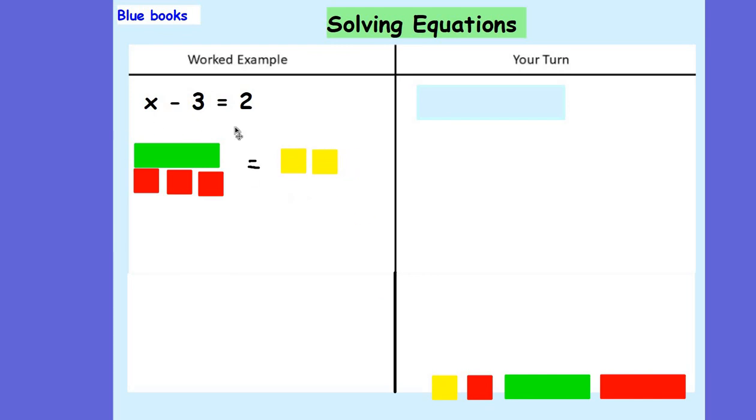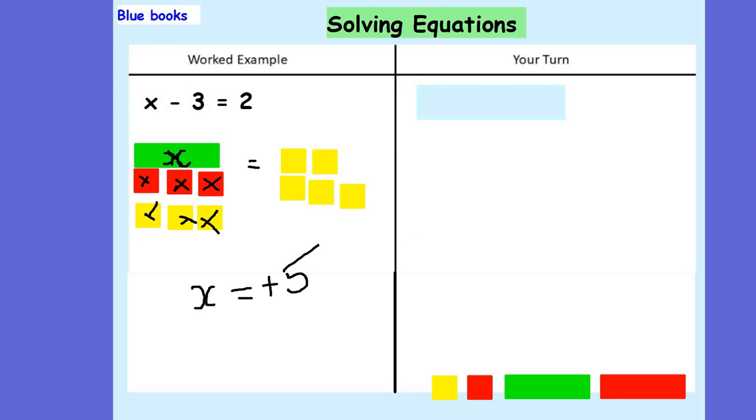Again, I want just my green rectangle on one side of the equation, and to do this I need to add 3 yellow squares to cancel out those 3 reds. Whatever I do to one side, I need to make sure I do the same to the other. Now I can cancel out my 0 pairs, off they go. And I'm left with x, my green rectangle, x, is equal to positive 5 yellow squares.